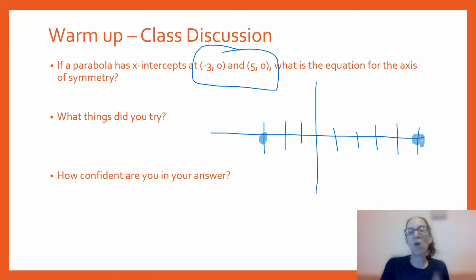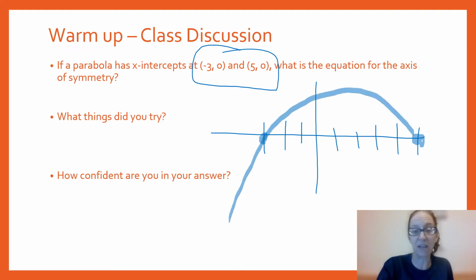Now, what we don't know is anything else about this parabola. We don't know if it's compressed, if it's really wide, or if it's stretched out. We don't know if it is opening this way or opening this way. So I'm going to go ahead and just sketch something that looks like that. All right. And I know that my axis of symmetry should run through the middle of the parabola.